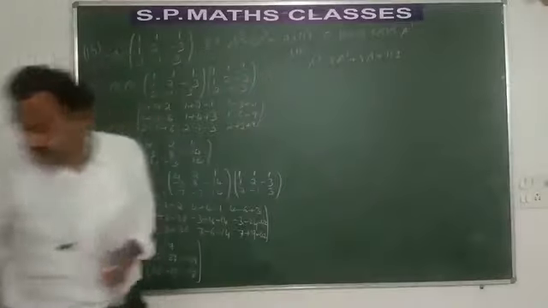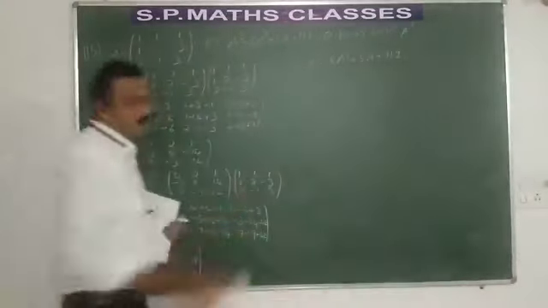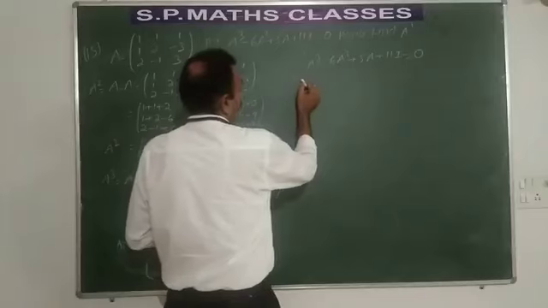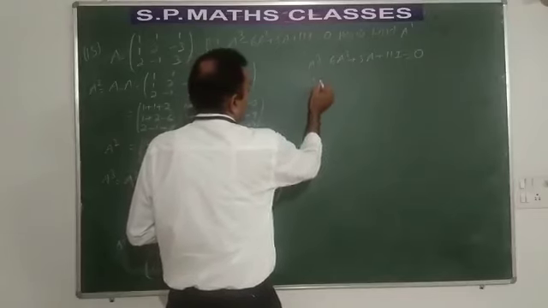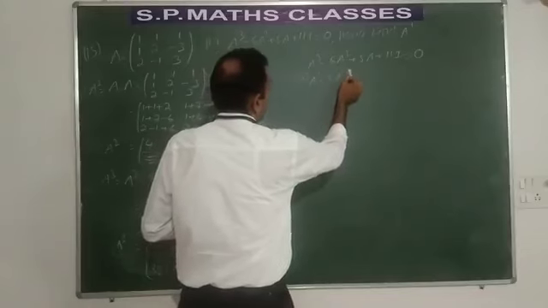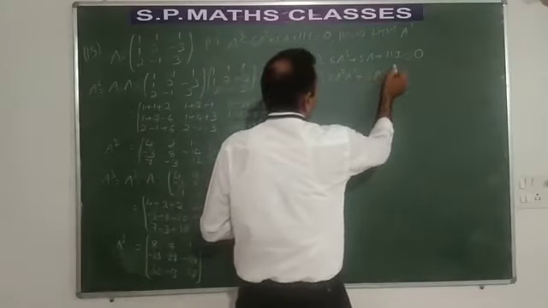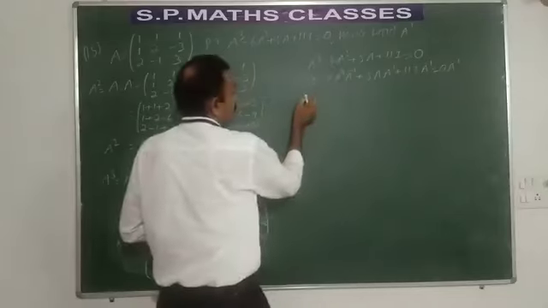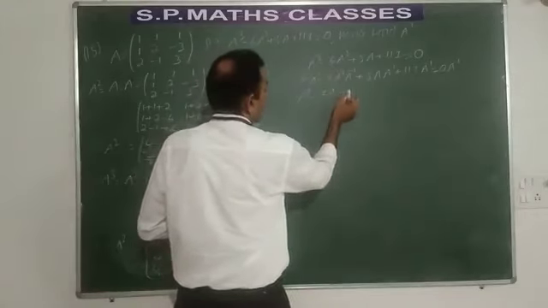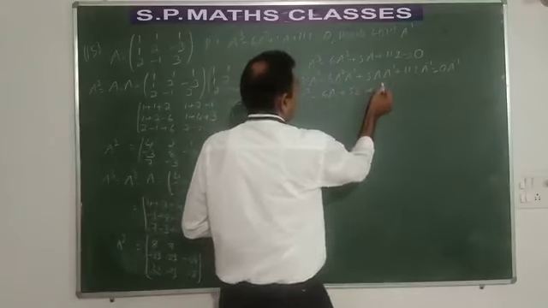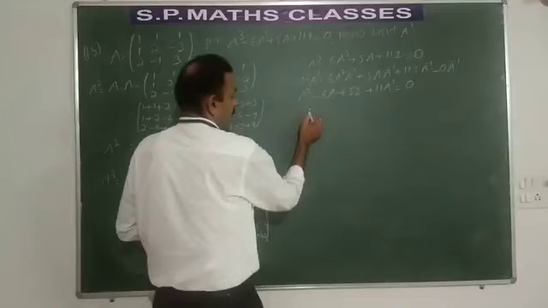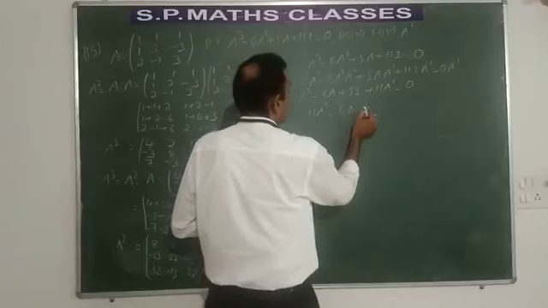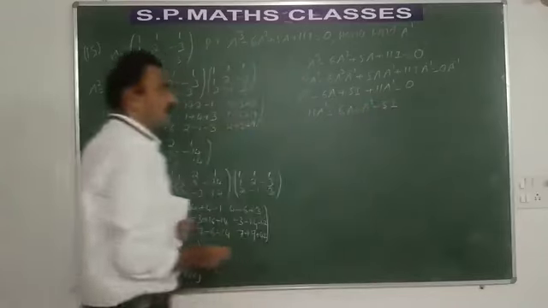See, very simple. You have already proved A cube minus 6A square plus 5A plus 11I is the null matrix. Multiply throughout by A inverse. A cube into A inverse, 6A square into A inverse, 5A into A inverse, plus 11I into A inverse, and 0 into A inverse. This becomes A square minus 6A plus 5I plus 11A inverse is equal to null matrix. 11A inverse is equal to, you will be getting, 6A minus A square minus 5I. That's what you have to write.